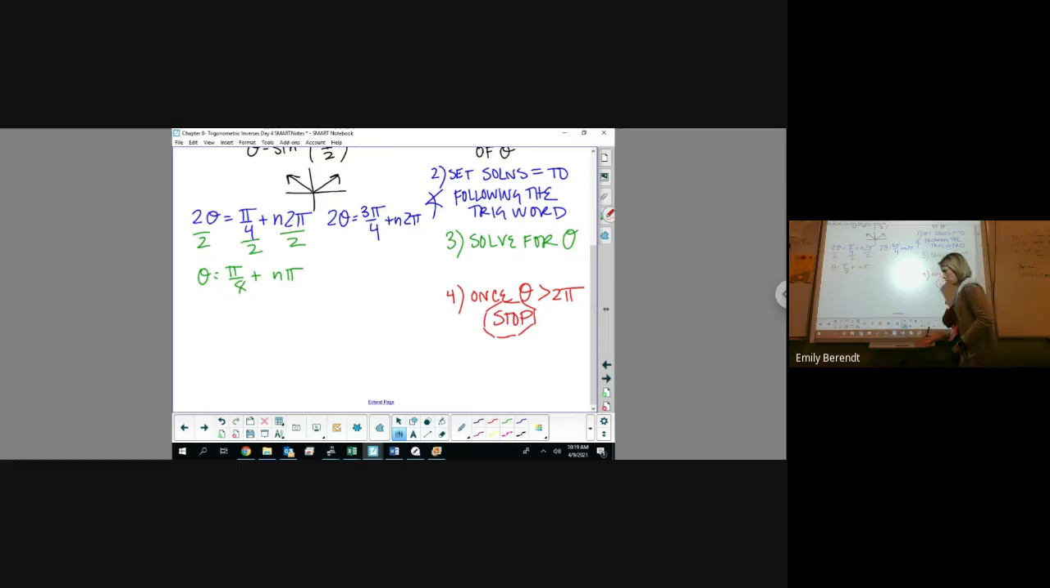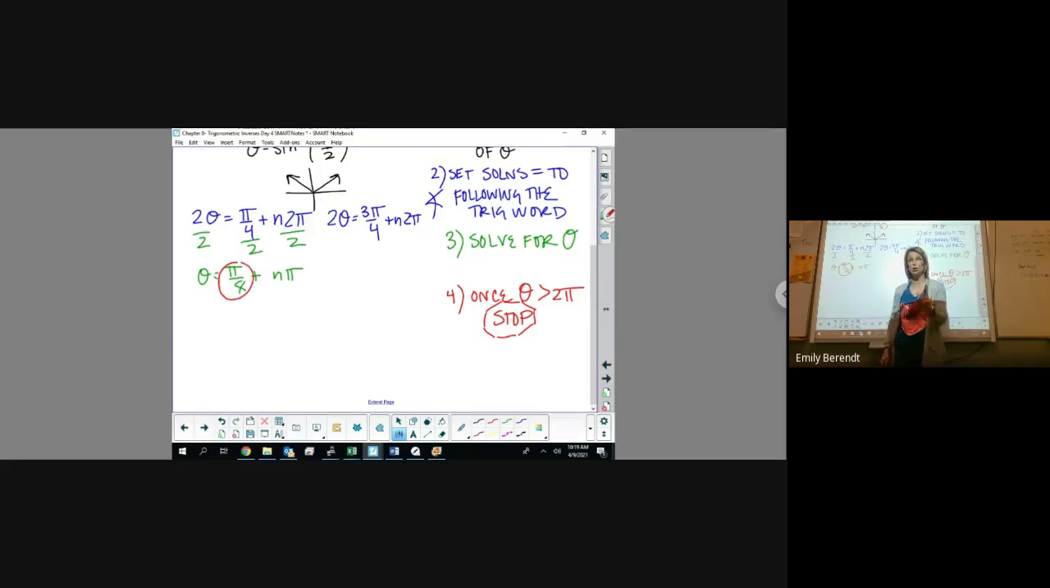So I'm going to go back over here. You have theta isolated. If the angle after the equal sign fits your range of values, 0 to 2 pi, it's one of your answers. Is pi over 8 greater than 0 but less than 2 pi? Yes. So this will be one of the answers.